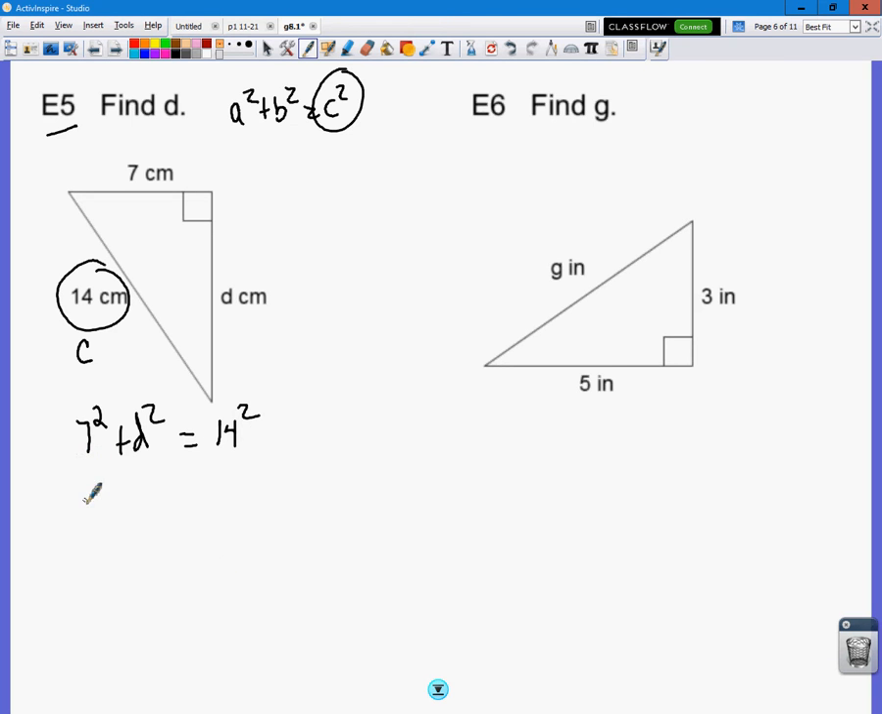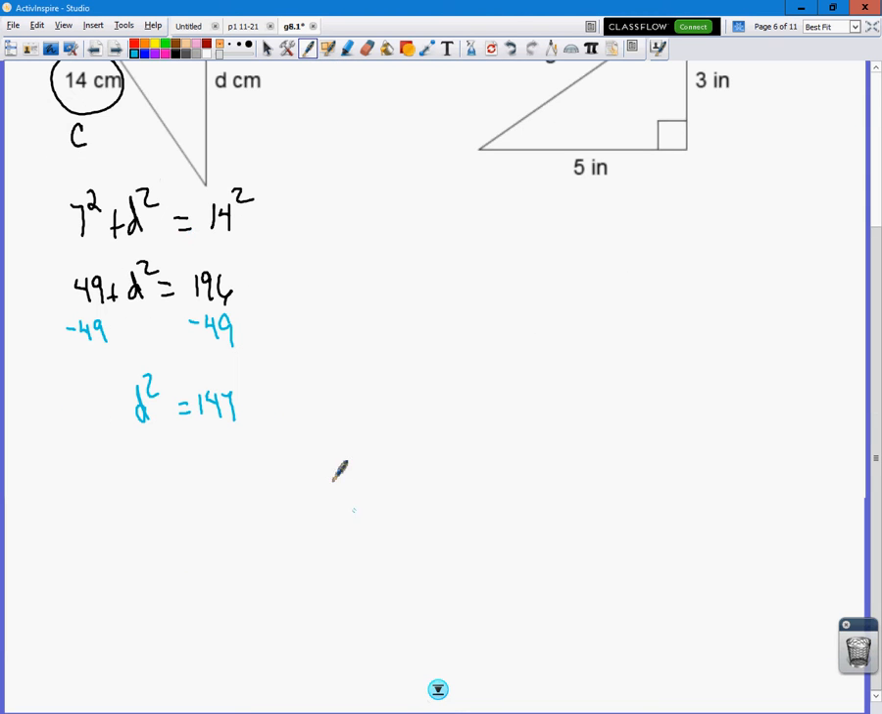7 squared, 49. 14 squared, 196. What am I going to do to get D by itself? Subtract the 49. I get 147. And the opposite of squaring something would be what? Yeah, the square root.